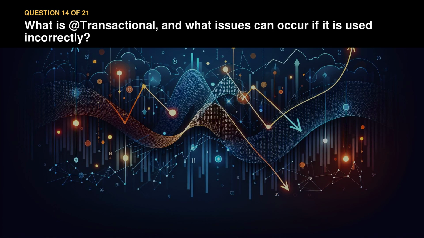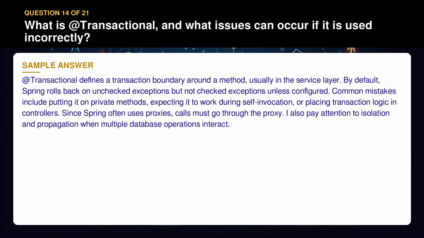Question 14. What is @Transactional, and what issues can occur if it is used incorrectly? Transactional defines a transaction boundary around a method, usually in the service layer. By default, Spring rolls back on unchecked exceptions, but not checked exceptions unless configured. Common mistakes include putting it on private methods, expecting it to work during self-invocation, or placing transaction logic in controllers. Since Spring often uses proxies, calls must go through the proxy. I also pay attention to isolation and propagation when multiple database operations interact.